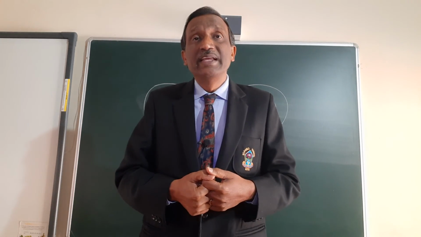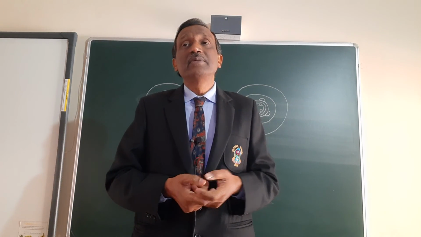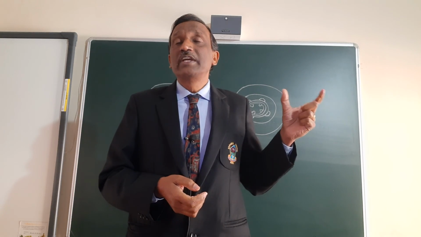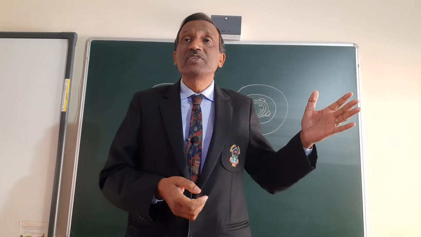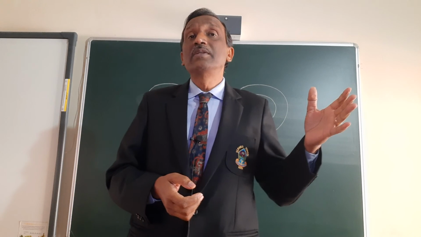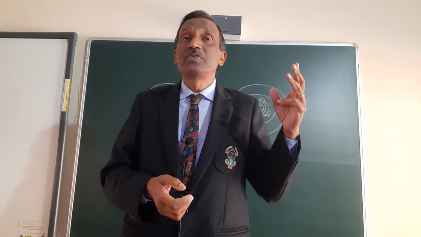Question number 11, what is periderm? Periderm is the outermost layer, that is outside the endodermis, whatever layers are found in an old plant, that is called periderm. Periderm consists of 3 layers.